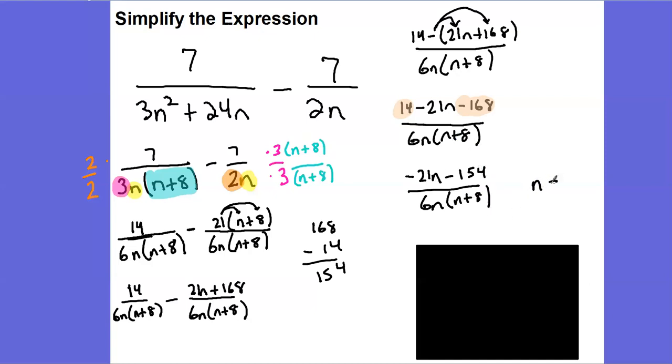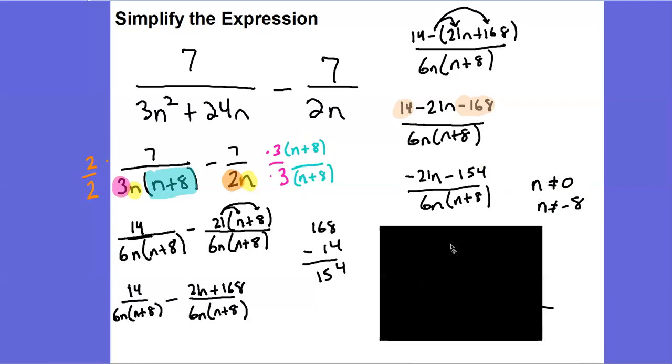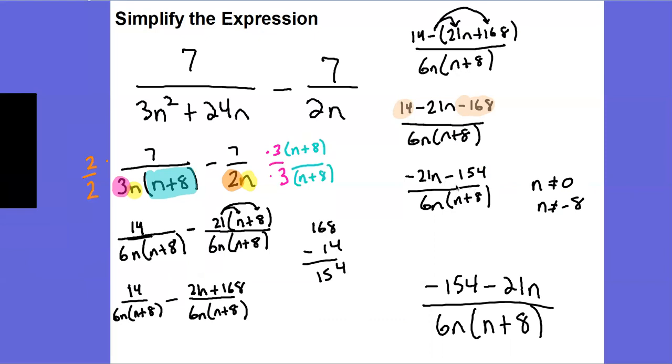In terms of domain restrictions, n is not allowed to be 0, n is not allowed to be negative 8. And we should be good. Let's just check our answer here real quick. So notice this is the same. They just flipped these two terms around here. Negative 154 minus 21n is the same thing as negative 21n minus 154.